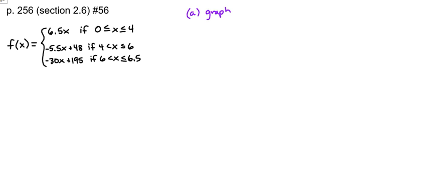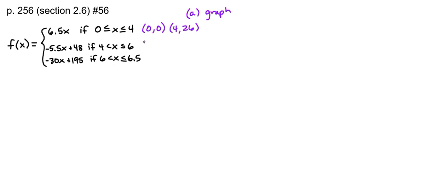And to draw the graph, I'd like to have an endpoint for where I start each line and where I end each line. So we take this value 0, plug it in, 6.5 times 0 is 0, that's a starting point. And then we take this value 4, plug it in, 6.5 times 4 is 26, that's an ending point.